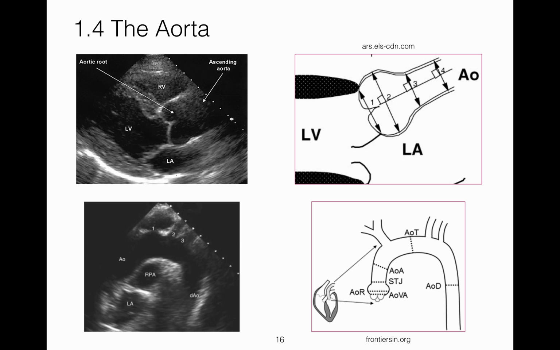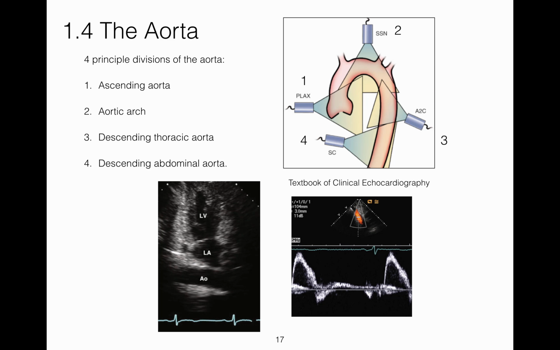The first 2 segments of the aorta, the ascending aorta and its arch, are routinely imaged and measured via echocardiography. And while the first 2 divisions are routinely imaged, the second 2, the descending thoracic aorta and descending abdominal aorta, are less commonly imaged. Nonetheless, learning to image all 4 divisions of the aorta is an important skill. Images of the descending and abdominal aorta will be rehearsed in Year 2 of the course.